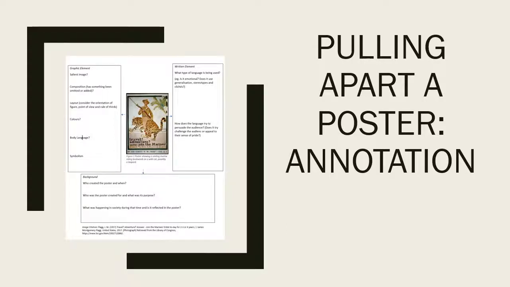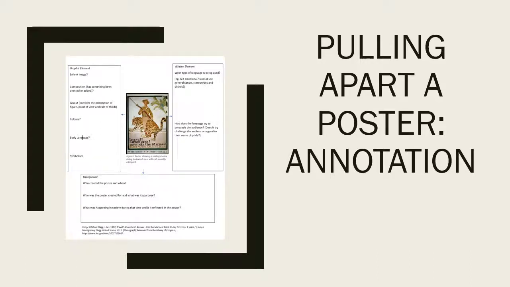Considering the layout, the point of view, we can see that when we look at this poster, we are looking up at the soldier because he's on a higher platform. Even the slant of the leopard and the way it's jumping makes us look up, puts him at a higher position, makes us look up at him. So he is someone to be looked up to. Moving on, the body language.